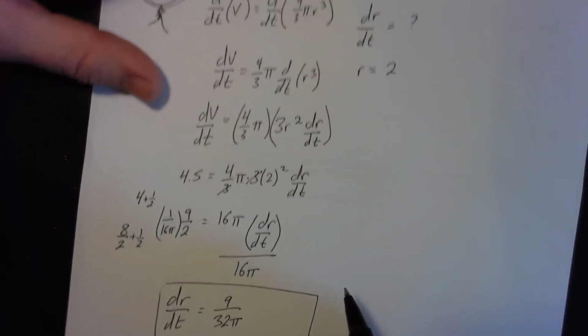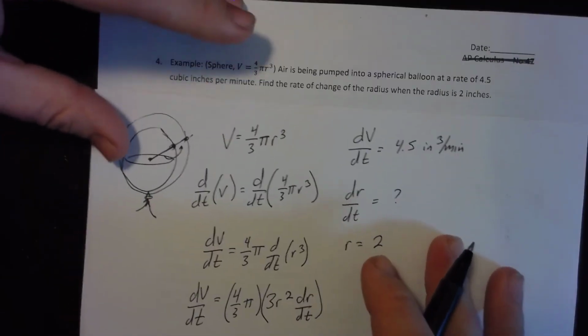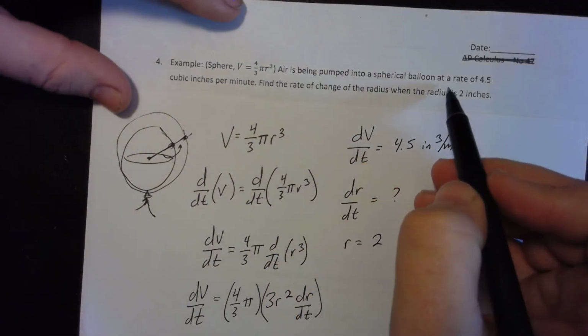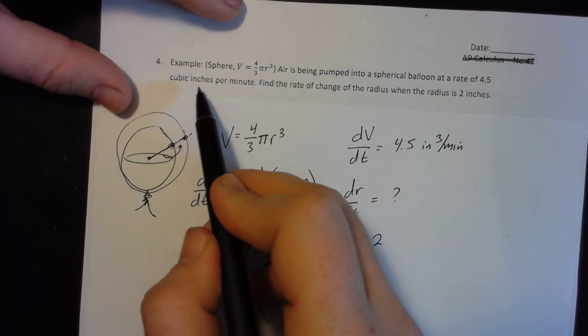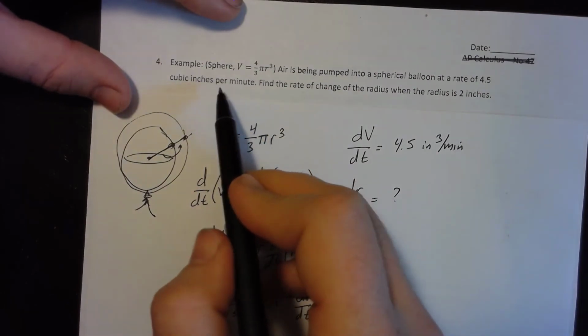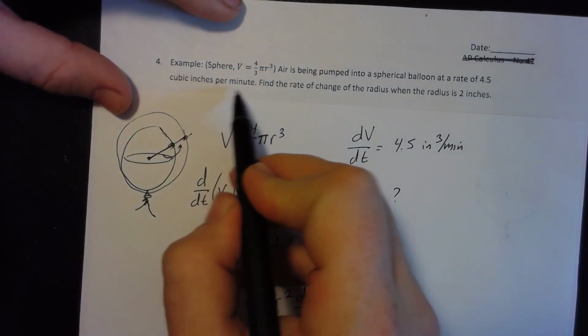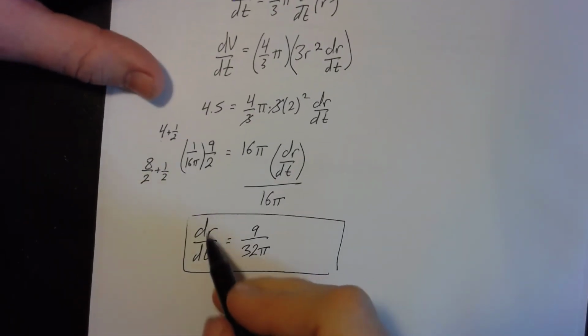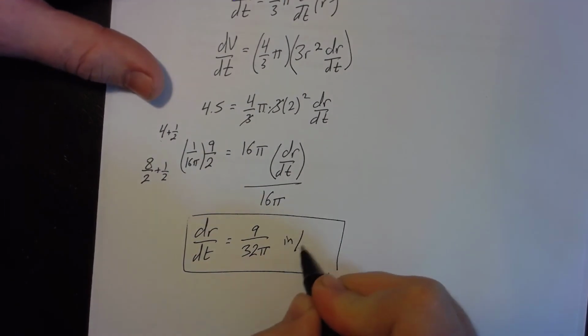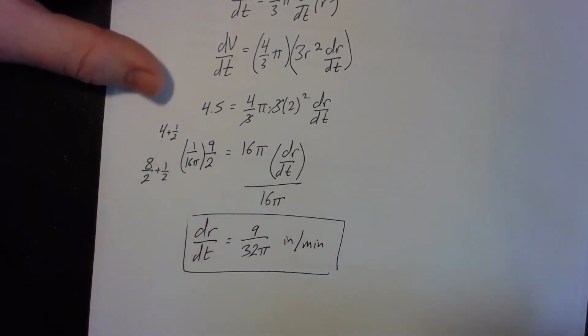Now let's get the unit down one more time. Air is being pumped into the spherical balloon at a rate of 4.5 cubic inches per minute. So we know that dr dt and r are in terms of inches, and because the time unit is minutes, we can say dr dt is inches per minute. And that finishes that problem.